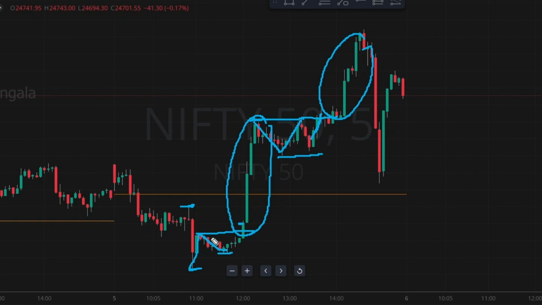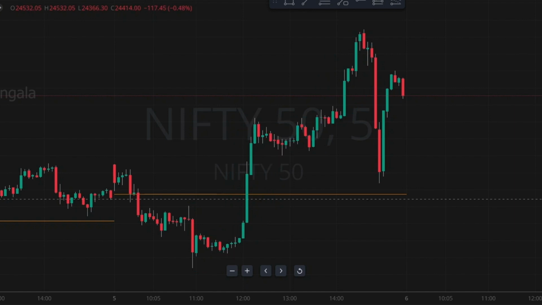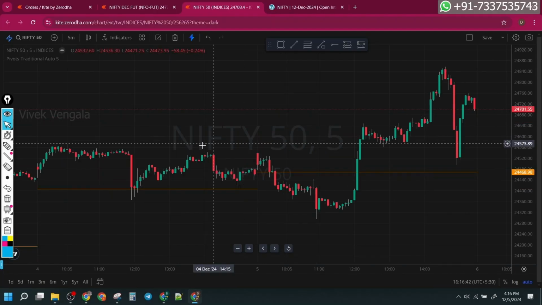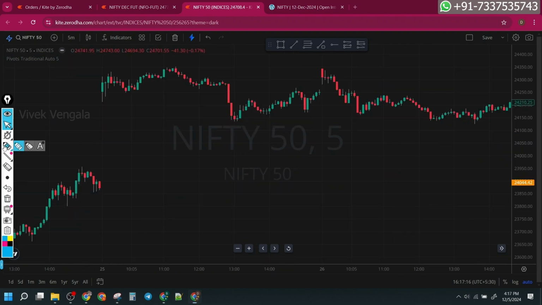By finding this bottom, we are able to catch this kind of rally. This is just one of the examples. You can find a lot of examples by using the technique that I gave you. And let's check one more example for finding the top. Here is one more example.